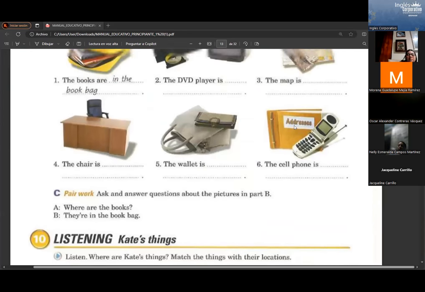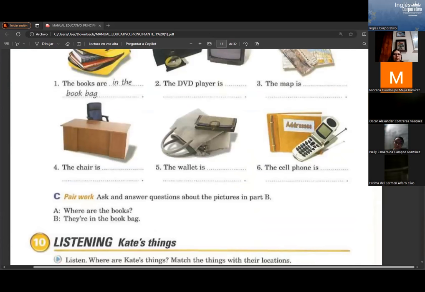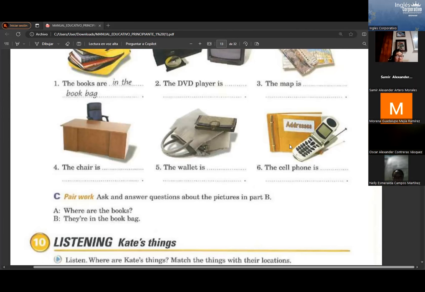All right, for example, where is the cell phone? The cell phone is in front of the address book. Okay, in front of the address book. Very good. Where is the wallet? The wallet is in the purse. In the purse.